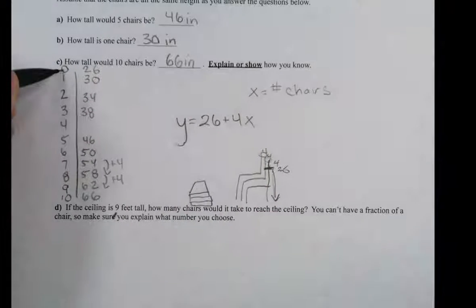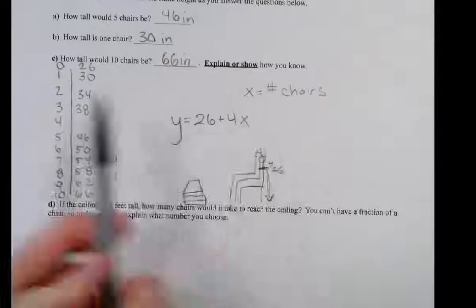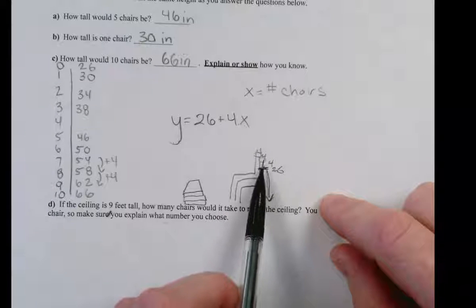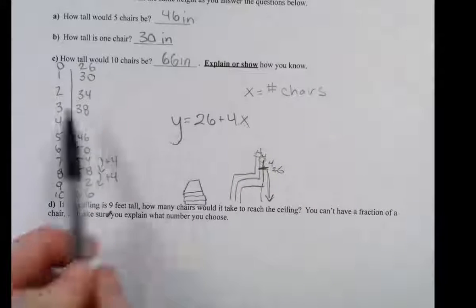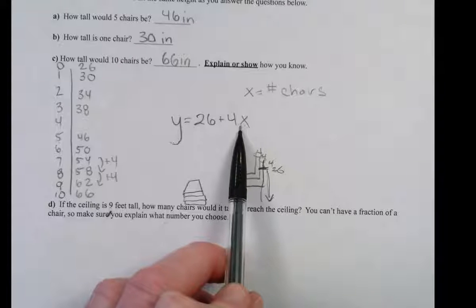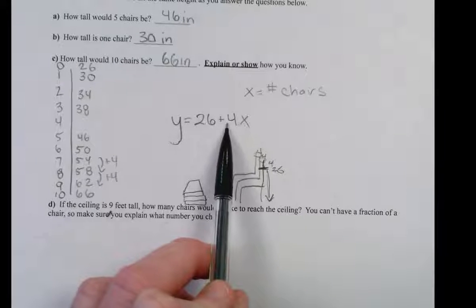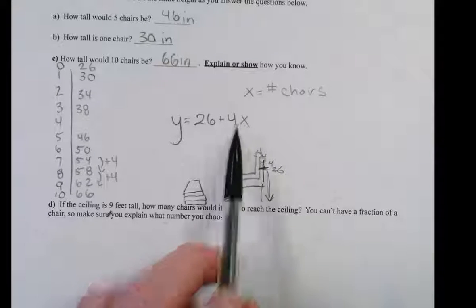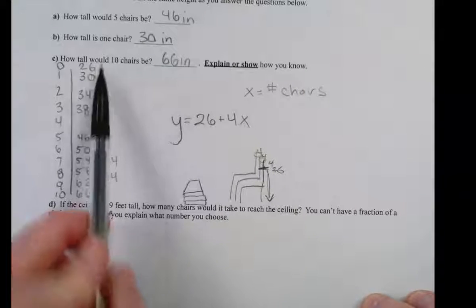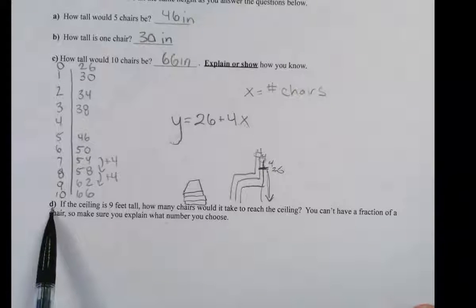Here's what I'm starting with. And then every time I add a chair, I'm adding 4 inches. So if you think about it, if I had 1 chair, it would be 30 inches tall. That base of 26 plus the little 4 inches. If I had 2 chairs, it'd be 26 plus 4, which would be the 1 chair, plus 4 more. If I had 3 chairs, it'd be 26 plus 4, which is 1 chair, plus 4 more, which is 2 chairs, plus 4 more, which is 3 chairs. This equation would allow us to find how tall any number of chairs would be. And that's going to help us for part D.